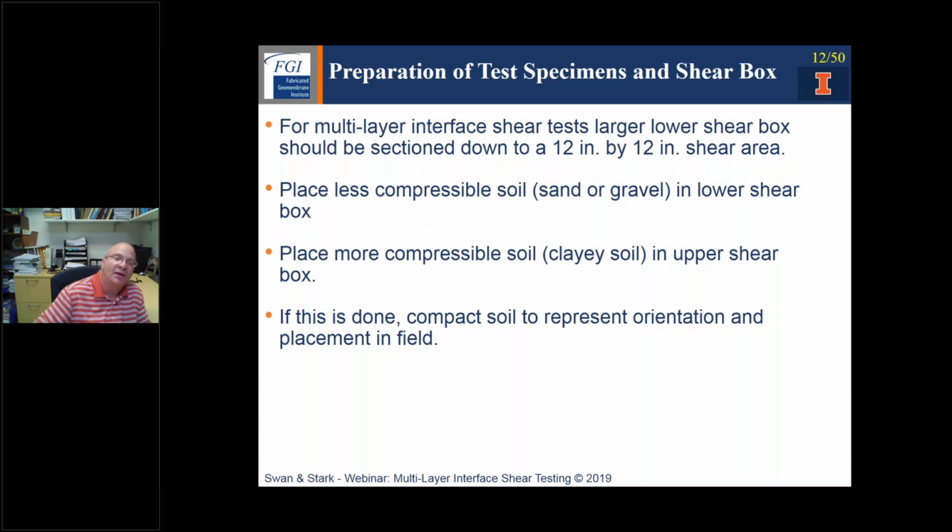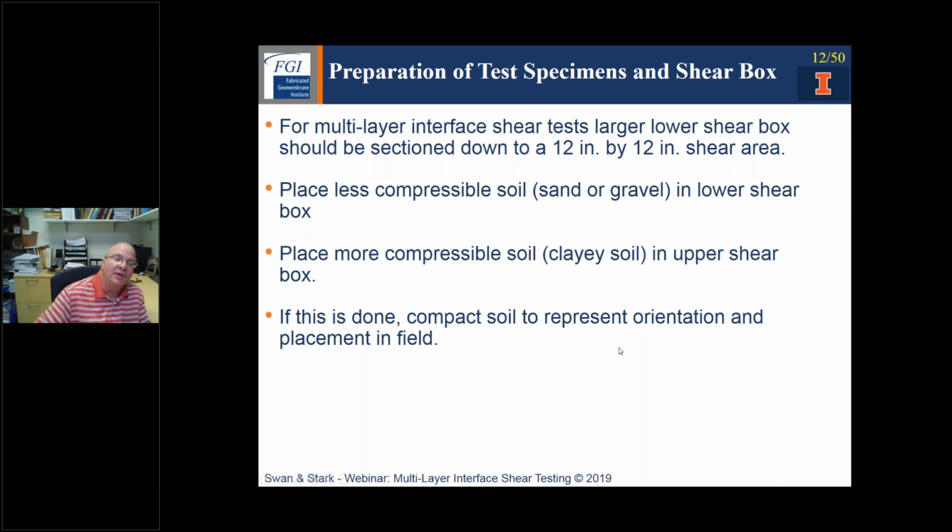So typically, I suggest that we put the less compressible soil in the lower box. So if there's a sand or gravel, which may be in a leak, a drainage layer, which would be typically above, we'll just flip the interface system upside down. And I would suggest then putting the more compressible soil in the upper shear box so that if it does compress, it's still going to maintain the level in contact with the geosynthetic rather than being compressed down into the lower box, causing the geosynthetics to be pushed down into the lower box.